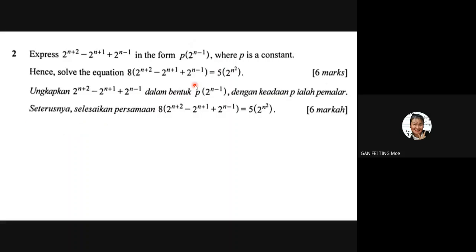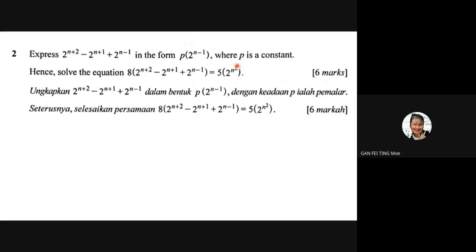In our question number 2. Question number 2 says: express 2 to the power of n plus 2, minus 2 to the power of n plus 1, plus 2 to the power of n minus 1, in the form of p in the bracket 2 to the power of n minus 1, where p is a constant. Hence solve the equation 8 times the expression from here equals 5 in the bracket 2 to the power of n squared. So this is the question asked.